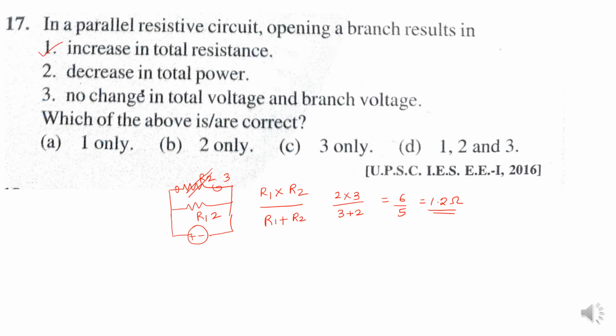Total power. The power is the addition of P1 and P2 for the parallel combination. So addition means if one of the powers is removed, the power is decreased. Here the voltage is the same: in the first branch the voltage is V, and the second branch also has the same voltage because it's a parallel combination. So no change in the voltage. These three are correct, so D is the correct answer.